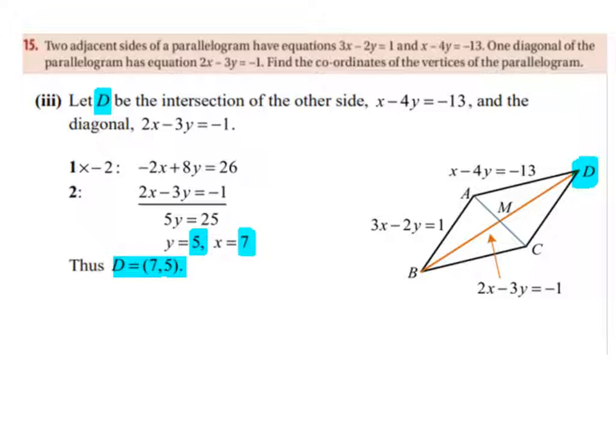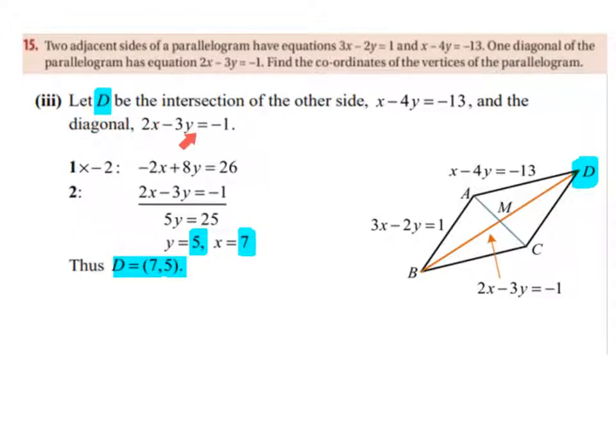In a similar way, we can then find D. So we know that this side, AD, is x minus 4y equals minus 13. And we know that the diagonal is 2x minus 3y equals minus 1. So solving those simultaneously will get us point D.